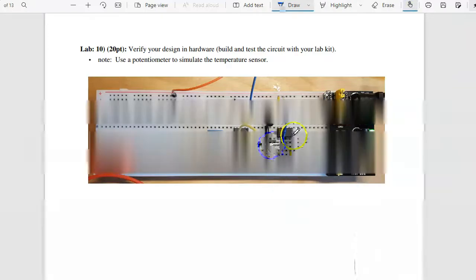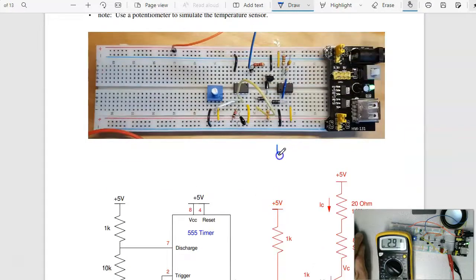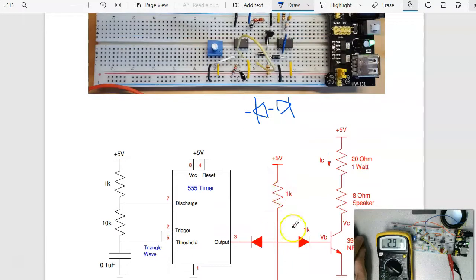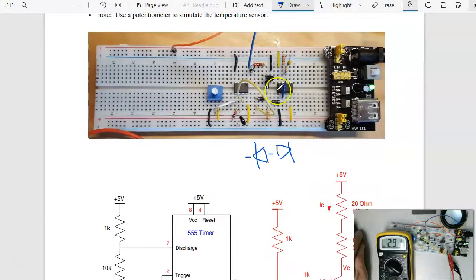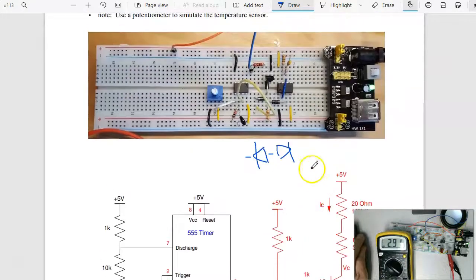And here's what the circuit looks like. Here's my 555 timer. Here's the output of the 555 timer. Goes to a diode. This is going this way. You can tell by that line. That line corresponds to this guy. Here's the other side of the diode. That's this part of the circuit. The one goes to the transistor. That's over here. And let's see, where does it go?